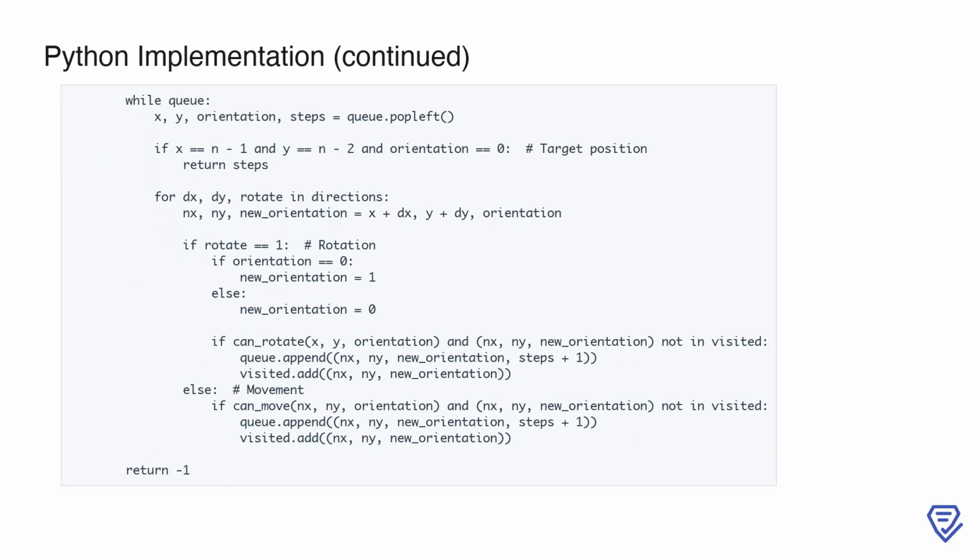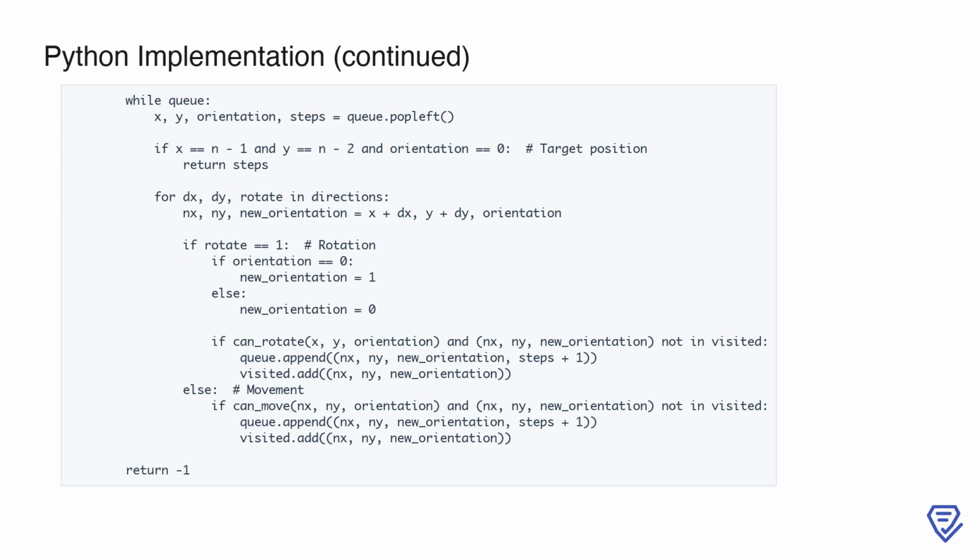The main logic of the algorithm is implemented within a while loop that continues as long as there are states in the queue to process. At each step, we dequeue the current state, which includes the snake's position, orientation, and the number of steps taken so far. We then check if the snake has reached the target position, which is at the bottom right corner of the grid, one cell before the last column, and oriented horizontally. If this condition is met, we return the number of steps, as we have found the shortest path.